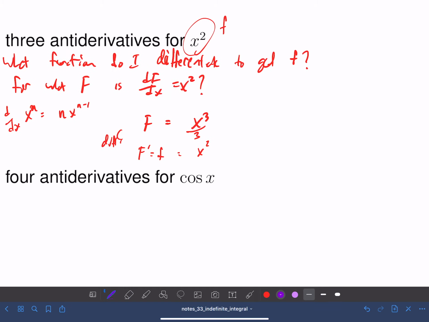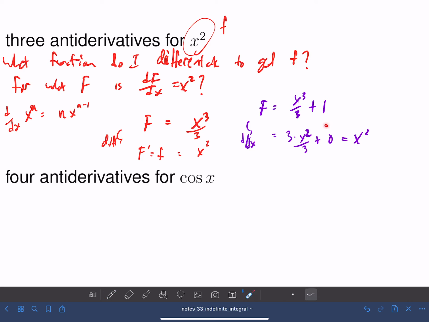Ooh, I know another way to do another one. What if I let capital F equals x cubed over 3 plus 1? Because then when I check whether it's an antiderivative by taking the derivative of my proposed antiderivative, I'm going to get 3 times x squared over 3 plus 0, which is just equal to x squared.